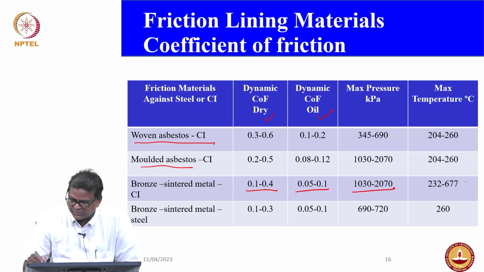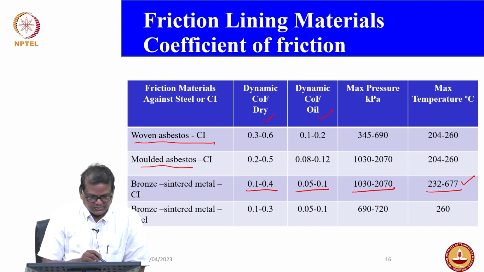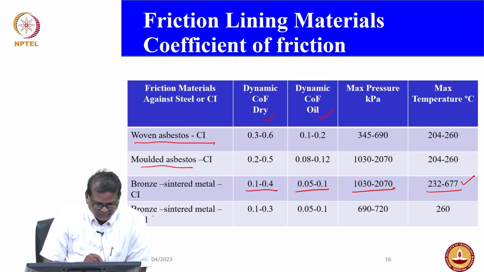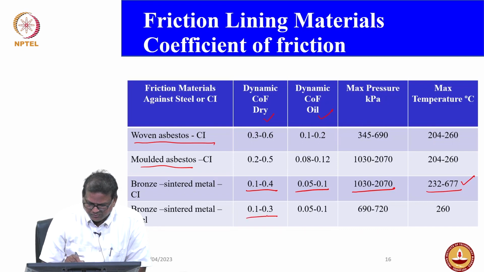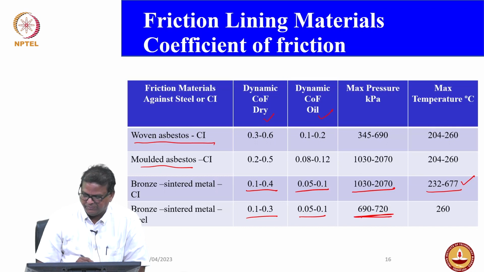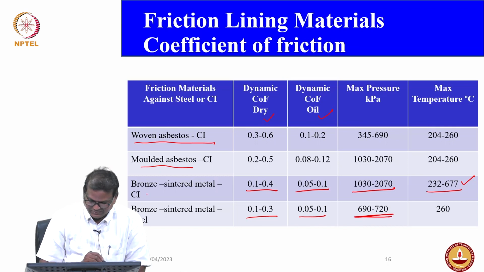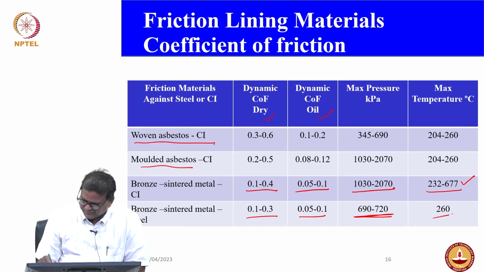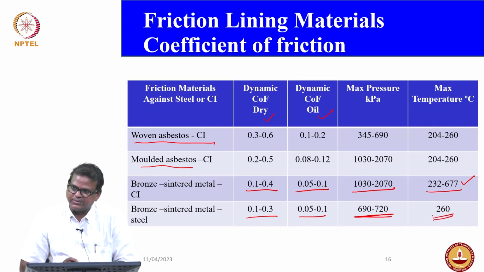The temperature also is advantageous. You can operate at very high temperature. That's for bronze sintered metal, and then there is bronze sintered metal on steel, which again has a low coefficient of friction compared to the cast iron, but for oil conditions it is the same. The pressure is lesser compared to bronze sintered metal on cast iron, and the maximum temperature can be 260 degrees Celsius.